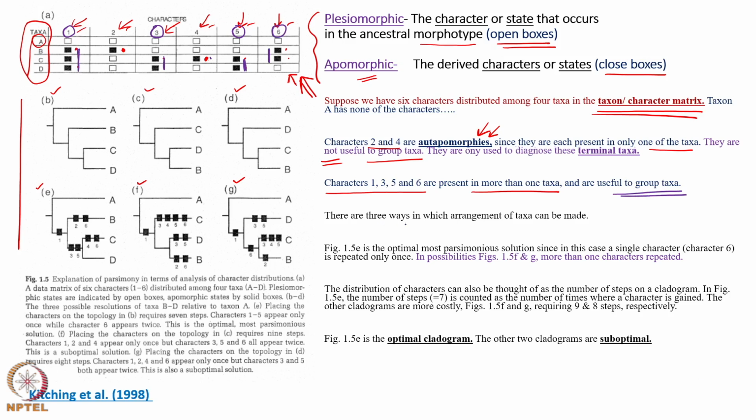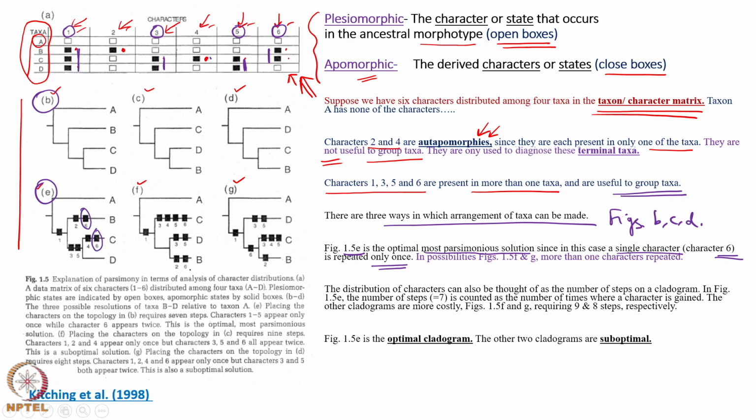There are 3 ways in which the taxa can be arranged, given by the figures B, C and D. Out of these, figure 1.5e, which is same as this figure B, is the most parsimonious solution, since in this case a single character, character 6, is repeated only once.